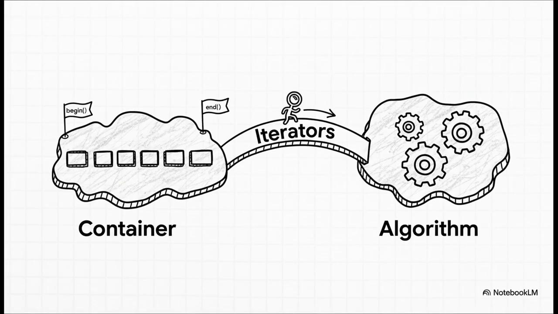And what connects those containers and algorithms? That's where iterators come in. They're the secret sauce, the glue that holds this whole system together. An iterator is basically a smart pointer that knows how to move through a container. Algorithms don't care what kind of container you're using. They just need iterators to tell them where to start and where to stop. It's what makes the whole thing so incredibly flexible.